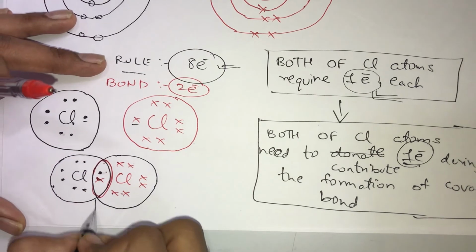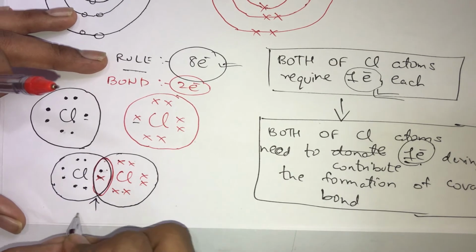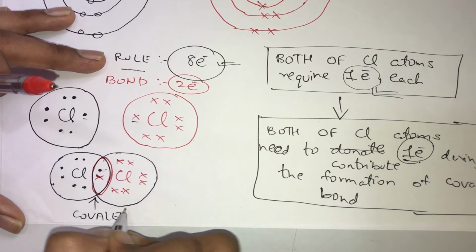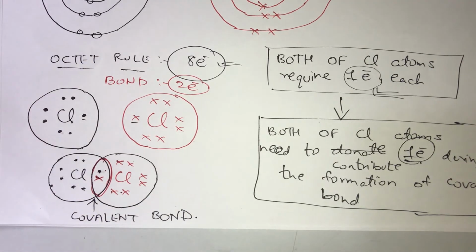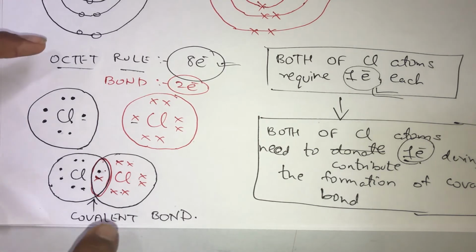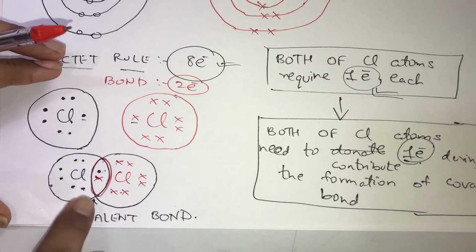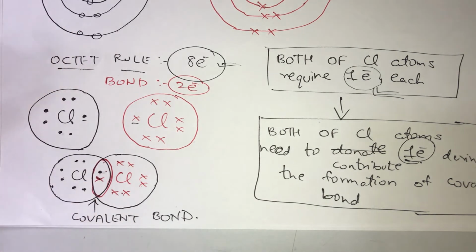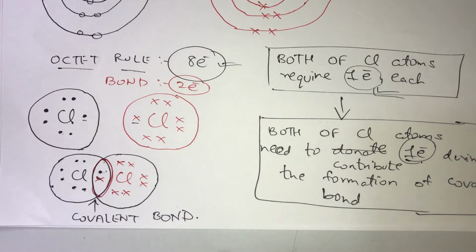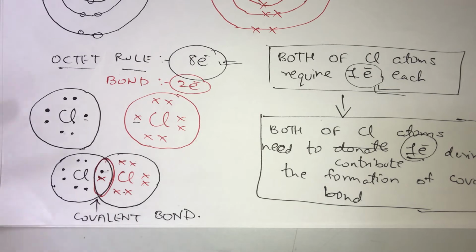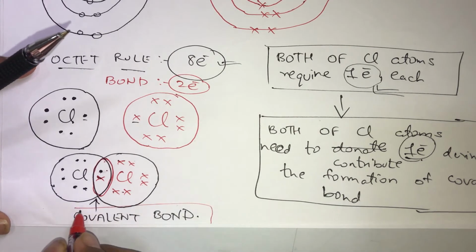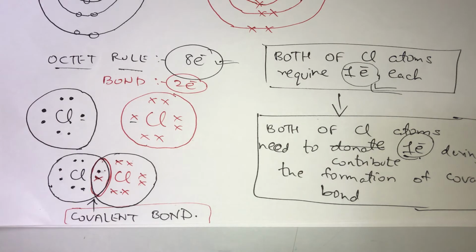Okay, and guys, this bond that is being formed is called a covalent bond. So if someone asks you a simple definition of a covalent bond, what is it? A bond that is formed by sharing of a pair of electrons. So when two atoms share a pair of electrons and form a bond, that bond is called a covalent bond. This is the basic definition that I am saying. I will explain the actual definition later on.